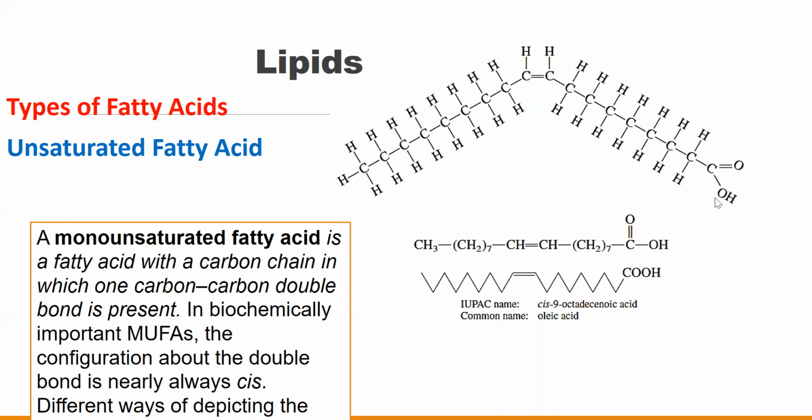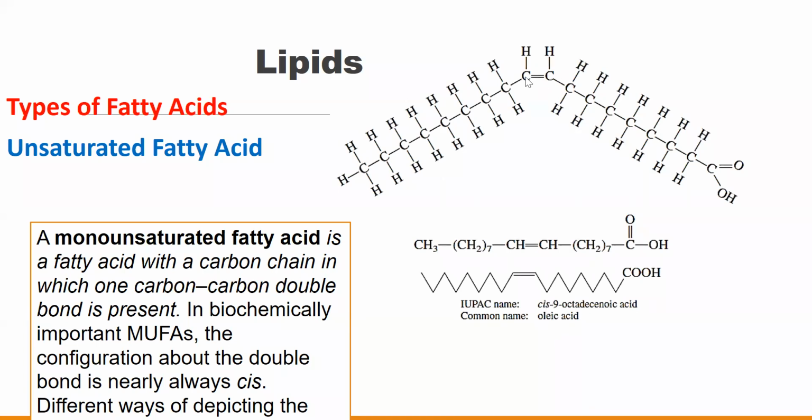This one is cis-9 octadecanoic acid. Octa means 8 and deca means 10, so 10 plus 8 is 18 carbons. You have the C double bond OOH, and then counting the carbons 7, 8, 9, 10, 17, 18, you have octadecanoic acid, octadecenoic, because you have an ene double bond on carbon 9: 1, 2, 3, 4, 5, 6, 7, 8, 9. There is this double bond.